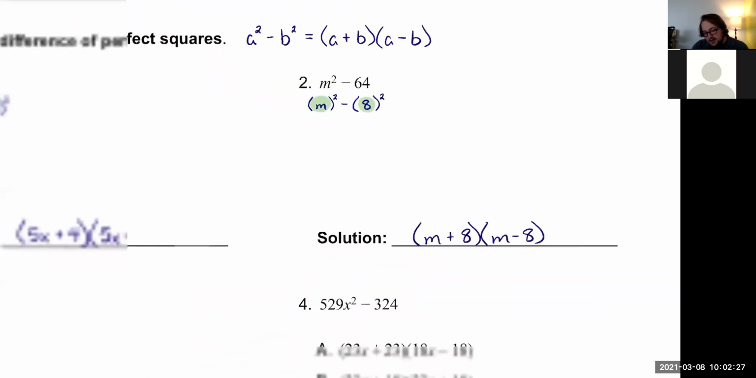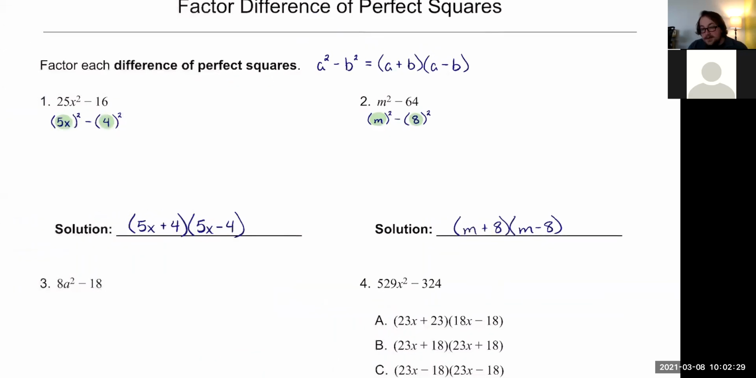It's a really neat shortcut once you feel comfortable using it. It does kind of require you to know your perfect squares. Good news though is you can always check any number to see if it's a perfect square if you have a calculator handy. And I'll show you that here in one of the following ones.